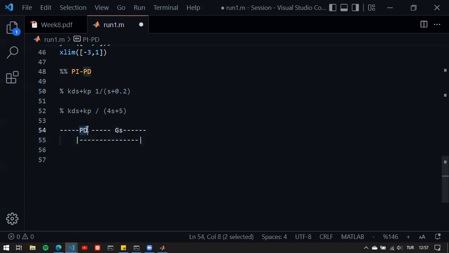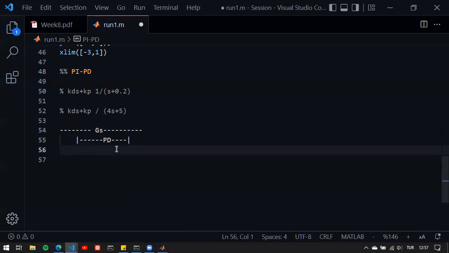Let's take this controller like this and place it on the feedback loop. How about that? So GS will be again there, but the controller will not be on the forward loop, it will be on the feedback loop. Would this mean anything? Would this be helpful in some way?